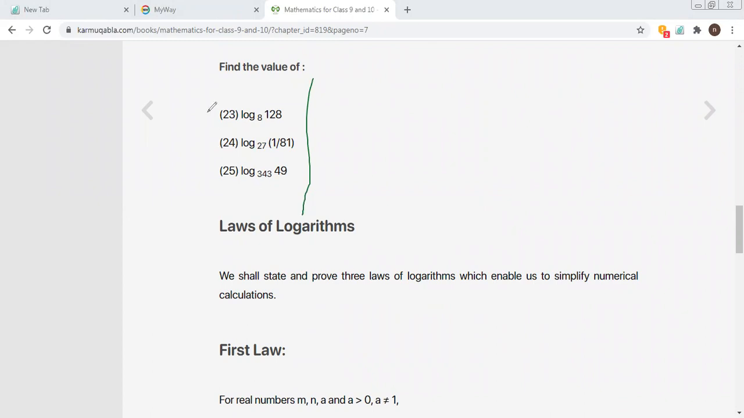Okay, now question number 23. Question number 23 you have been given. Find the value of the logarithm; the given question is log subscript 8 of 128. Okay. So convert it into the scientific form like 8. Just a second, class. Just give me a second.